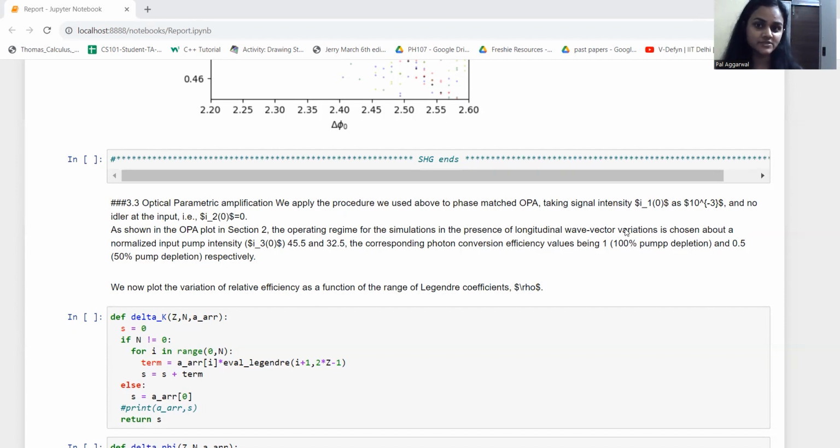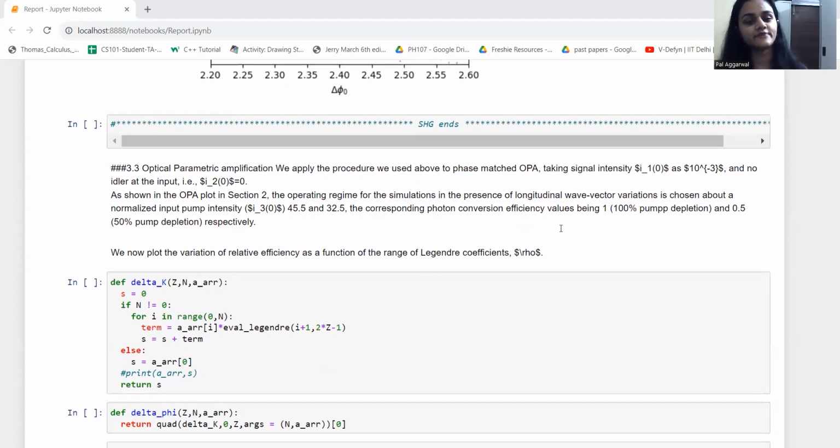For our simulations, we have considered 2 points, which were the 2 points marked in section 2 for OPA, which correspond to 50% and 100% pump depletion. So basically, we have taken I20 to be 0, that is, there is no idler wave at the beginning, and we have taken I10 to be constant, which is 10 to the power minus 3, that is the signal, and we are varying I30 for 2 points, which are 45.5 and 32.5. So I30 equal to 45.5 corresponds to 100% pump depletion, whereas I30 equal to 32.5 corresponds to 50% pump depletion.